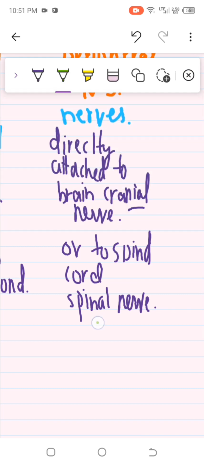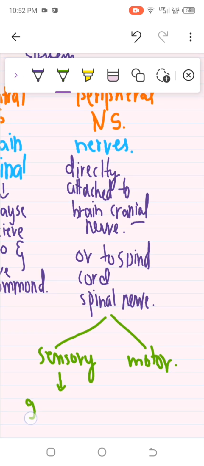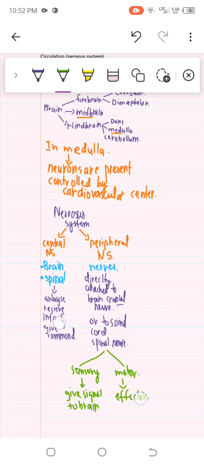Further, here we have two types of nerves, as we all know. One is the sensory nerve and the second is the motor nerve. The sensory nerve gives signals to the brain or spinal cord. The command comes from the brain to the motor nerve, which goes to the effectors to activate them.